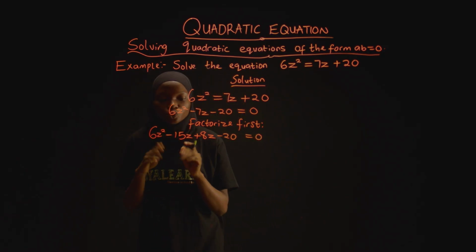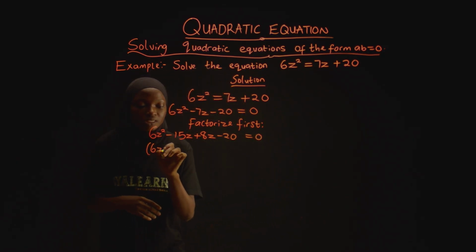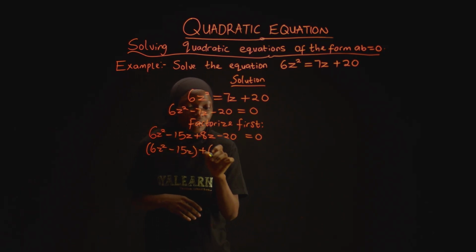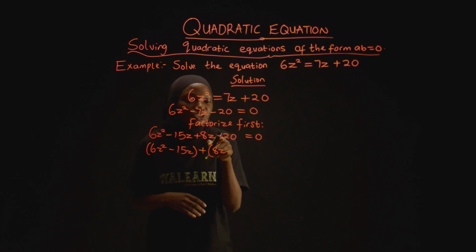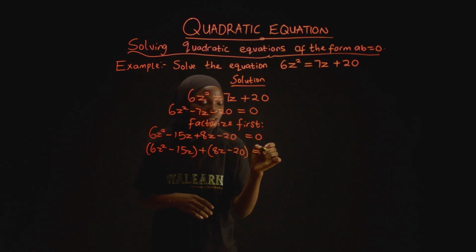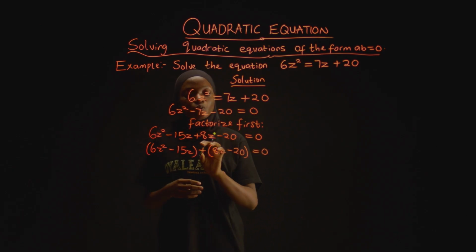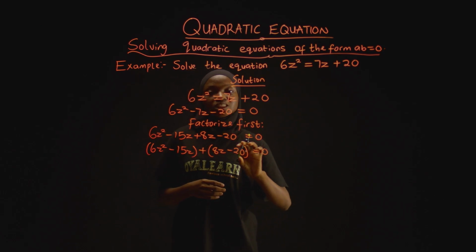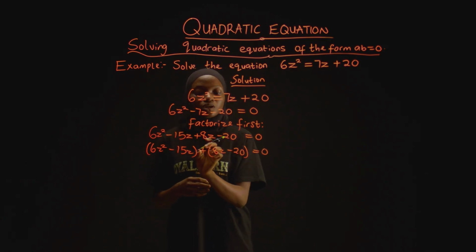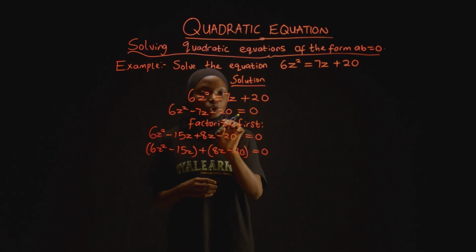The next step is to group into two, so we're having 6z squared minus 15z, and then we'll take the sign for this term, plus, then this becomes 8z. Because it's plus we are bringing out, it does not change this sign, so we are still having our minus 20 equal to 0. Why? Because when this plus multiplies everything inside this bracket, we'll still be having back our plus 8z and minus 20, because plus times 8z is plus 8z, plus times minus is minus 20.